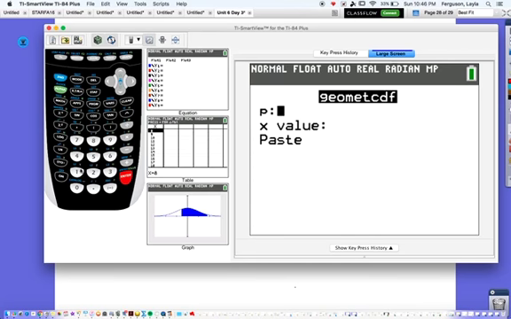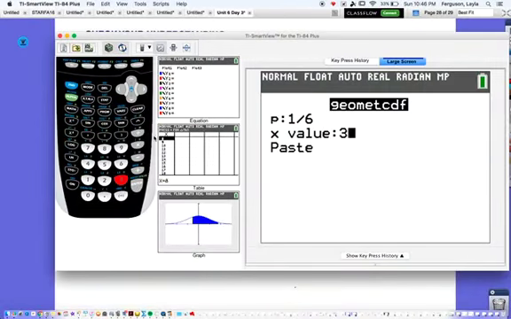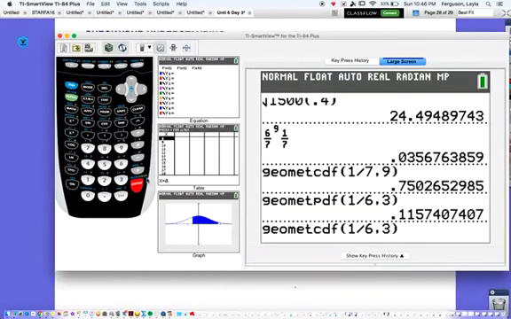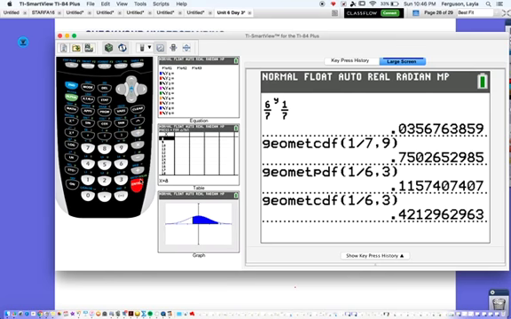Our probability would be 1/6 again, because we're talking about rolling dice, and the probability that we roll doubles out of 36 rolls would be 1/6. And we're looking at an x value of 3. When we paste that, we would get our answer as 0.4212962963, and so it's basically 0.4213.